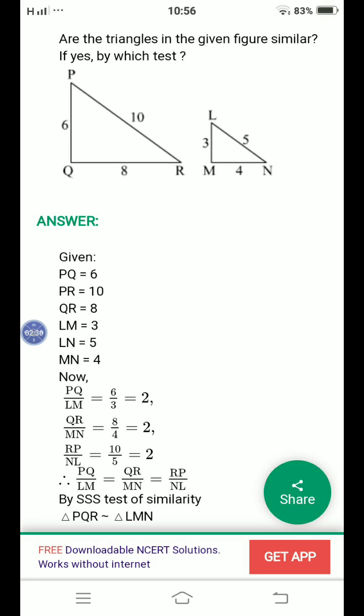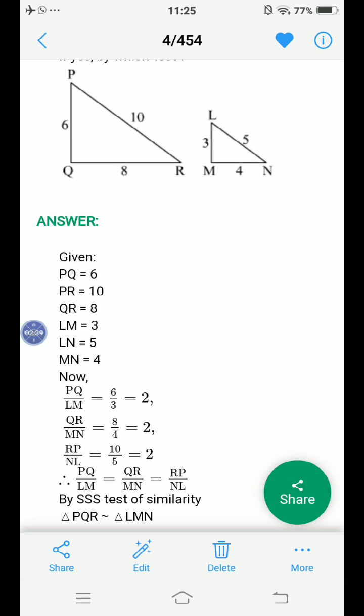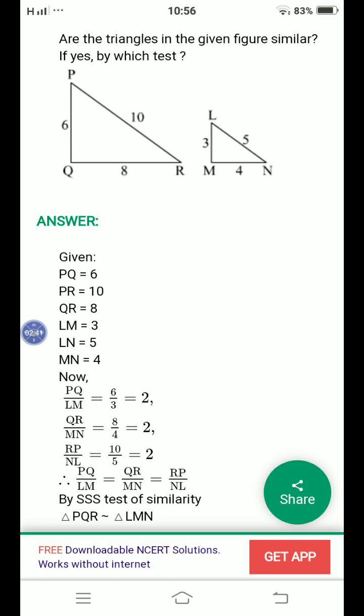Now here on your screen there are two triangles given. We have to prove the two triangles to be similar to each other. So what are those triangles given here? Triangle PQR is given and triangle LMN is given. In triangle PQR, PQ is 6, PR is 10, QR is 8, LM is 3, LN is 5, MN is 4.